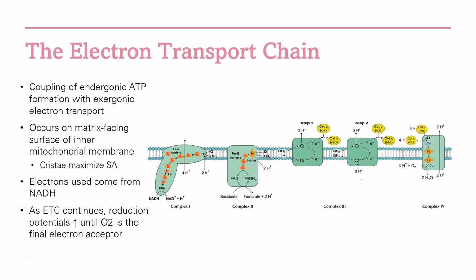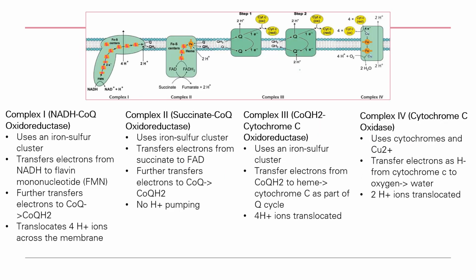This inner membrane is characterized by having folds in it called cristae, which serve the function of maximizing the surface area over which electron transport can occur, thus maximizing energy production. The electrons in the name electron transport chain come from NADH, and these electrons are transported using redox reactions, in which the reduction potentials gradually increase until reaching oxygen, the final electron acceptor.